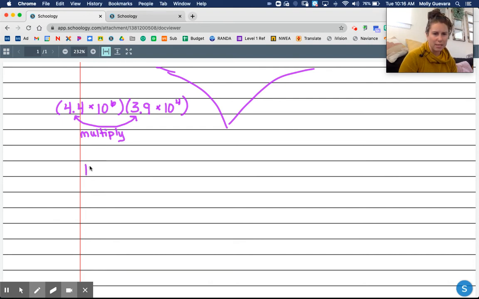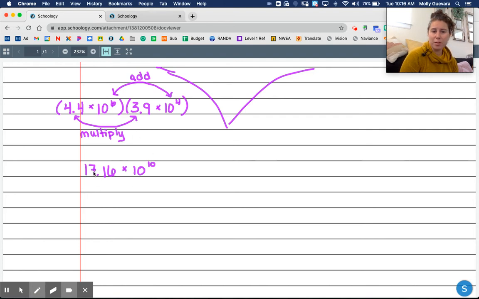That gets me 17.16. Okay, step 2 says I need to add my exponents together. And then, which gives me 10, right? And then step 3 says to write it all together. So times 10 to the 10th.